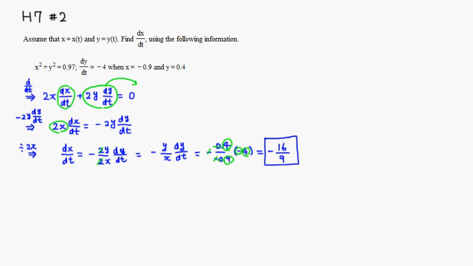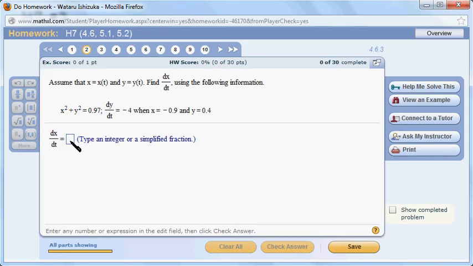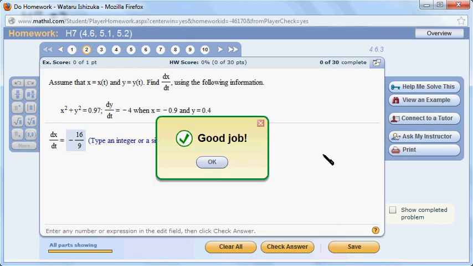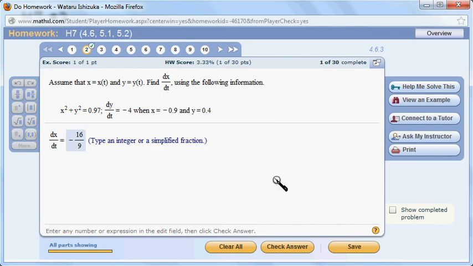Let's type it in. It's negative 16 over 9. Let's check the answer. All right, got that. That's it. I hope that this was clear.